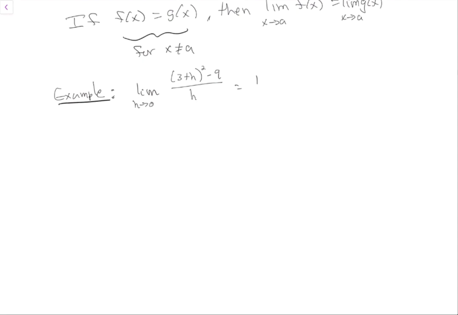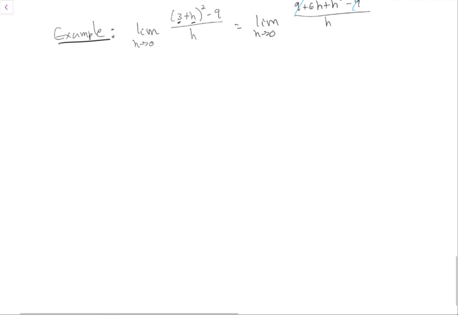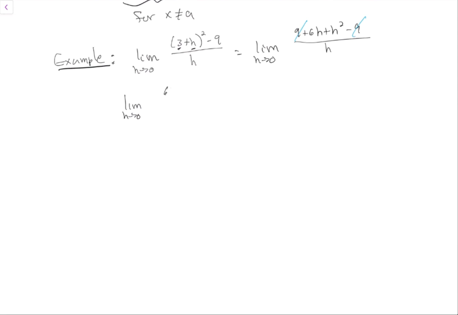So I'm going to FOIL out the numerator. So I'm going to square the first, multiply the 2, 3 times h is 3h, and then I double. And then I square the last, minus 9 all over h as h goes to 0. Again, we can see the 9s are going to subtract out to be 0. So I'm left with the limit as h approaches 0 of 6h plus h squared over h. And then I can factor an h out of the numerator. And then we're going to get the h there to reduce.